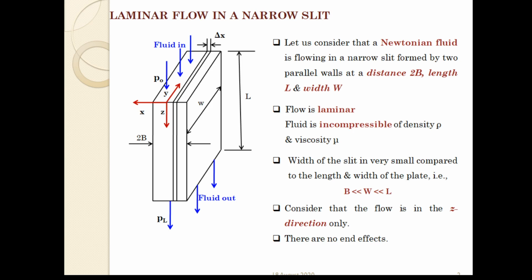Now we are considering a Newtonian fluid flowing in a narrow slit formed by two parallel walls at a distance 2b, with length L and width W. We are also assuming laminar flow and an incompressible fluid with constant density and viscosity. The width of the slit is very small compared to the length and width of the plate, that is, b is less than W, which is also less than capital L, the length of the slit. Now consider that this flow is in the z direction and there are no end effects.